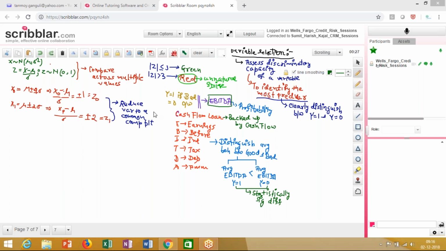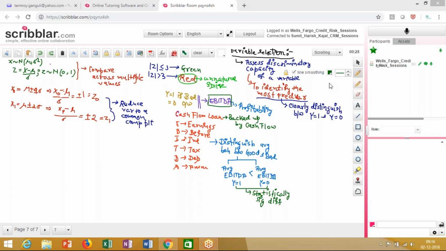Great. So, obviously, the next question that we ask is, how do you identify whether the average EBITDA value for y equals to 1 is less than the average EBITDA for y equal to 0 group, and whether this difference is statistically significant or not. So how do we identify this?